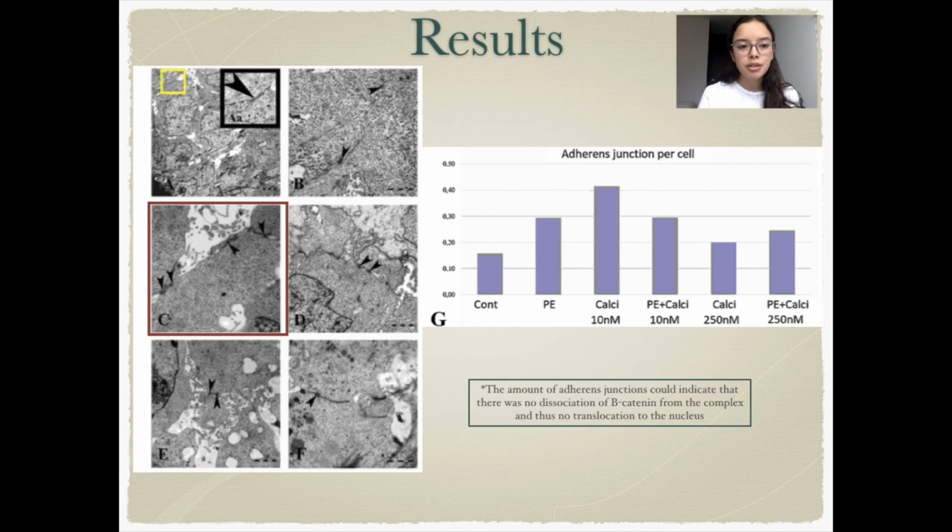Last, we have the results of the transmission electron microscopy, in which we see that when the cells were given a dose of 10 nanometers of calcitonin, there was an increase in the amount of adherence junctions, which we can see in picture C. And then we can also see that in comparison to the control group, whenever you gave the cells progesterone and estradiol, these levels of adherence junctions also appeared to be increasing.